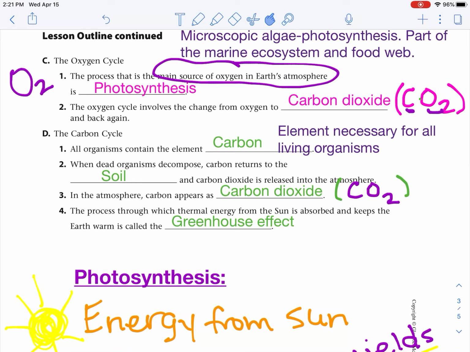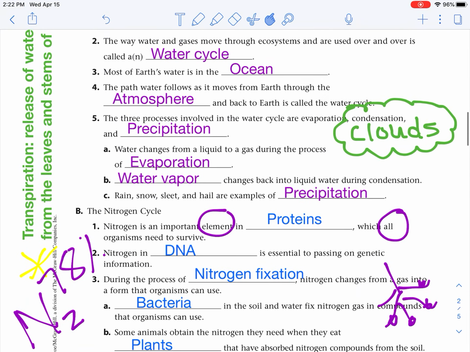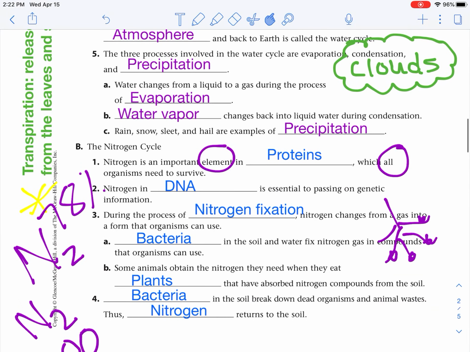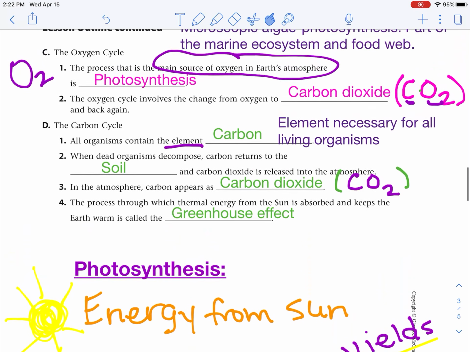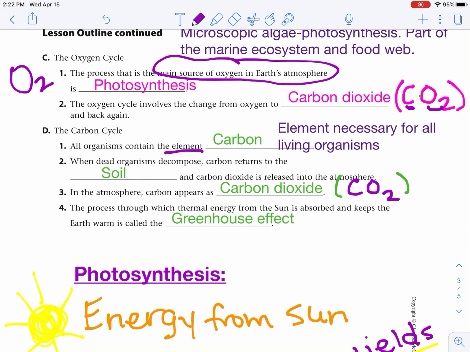The carbon cycle, there's also another element, carbon, and it's necessary for all living things. So now we have 2 elements that are necessary for all living things. One of them being nitrogen, and one of them being carbon. Super important, you guys remember that. Okay, carbon and nitrogen are the 2 elements necessary for all living things.